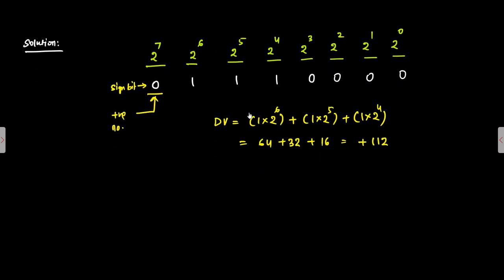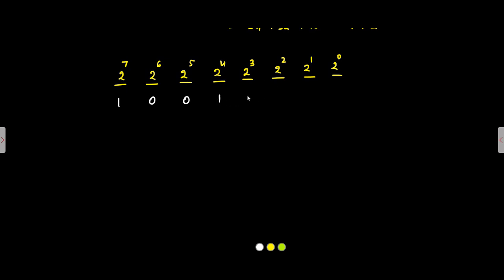Next, the other signed binary number which is given. Again, first step, assignment of the weights to the respective bit positions. 2 to the power 7, 6, 5, 4, 3, 2, 1, 0. And the binary number given is 1001 and then 4 zeros.